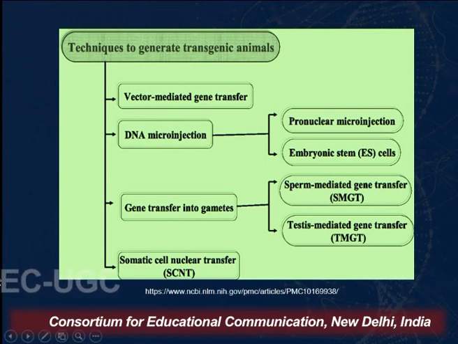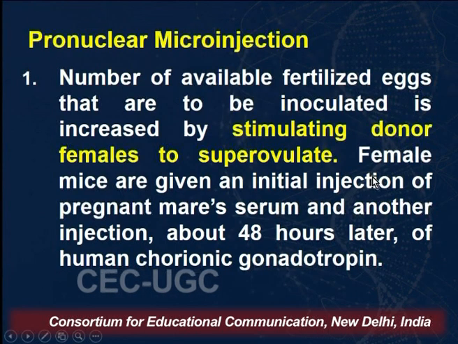Today we will talk about DNA microinjection, and primarily the pronuclear microinjection. In our subsequent sessions, we will talk about the use of embryonic stem cells for creation of transgenic animals, as well as other methods such as nuclear transplantation, or the introduction of transgenes into sperms or gametes or even the gonads. We will talk about all these methods in subsequent sessions. Today, we will talk about pronuclear microinjection.